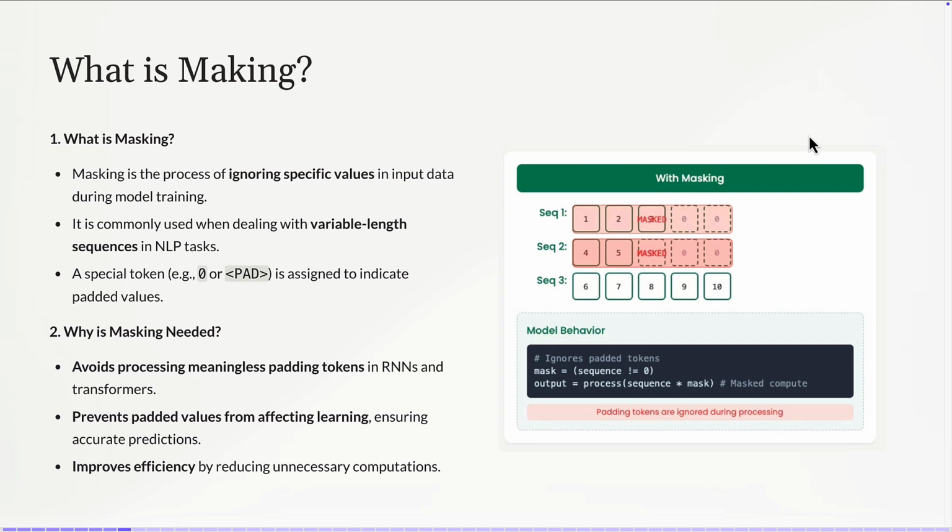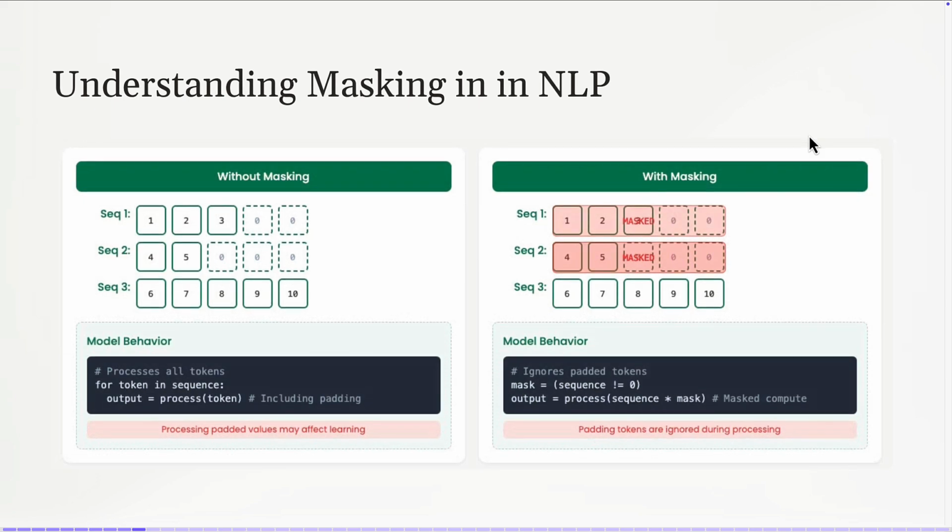We usually use a special token, either 0 or pad, to indicate that we have a padded value. And we use the mask to avoid processing unwanted tokens, so they don't affect the performance, to prevent padded values from affecting the learning, and also to improve the efficiency.